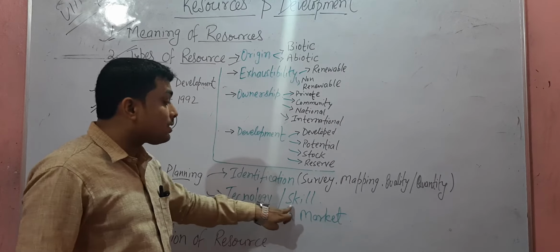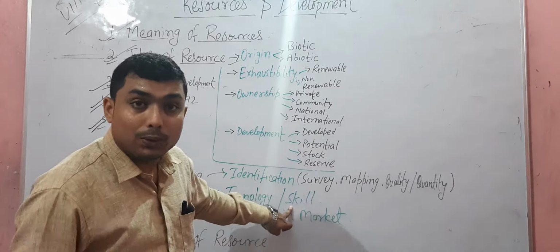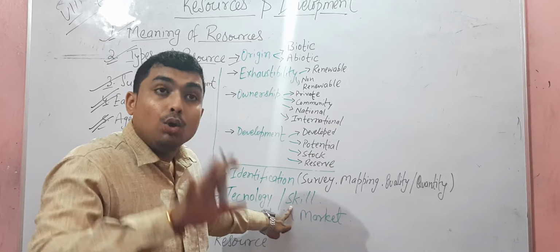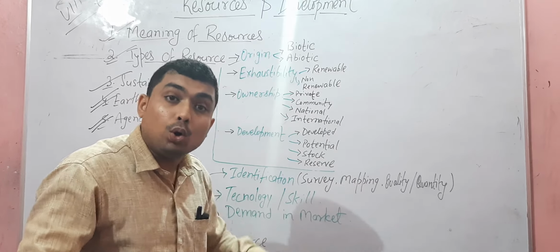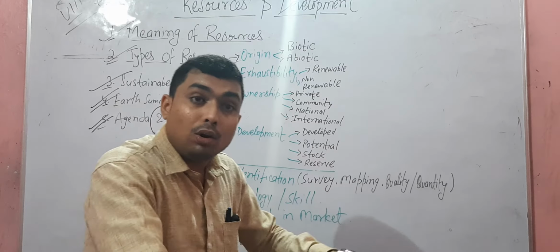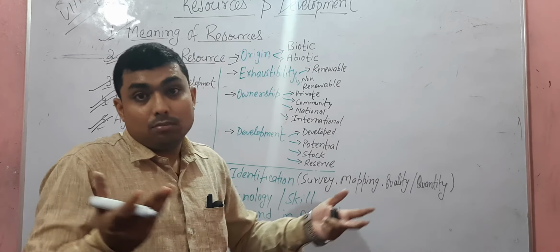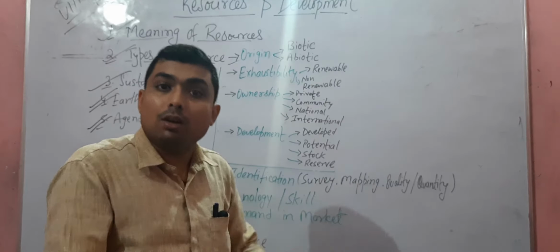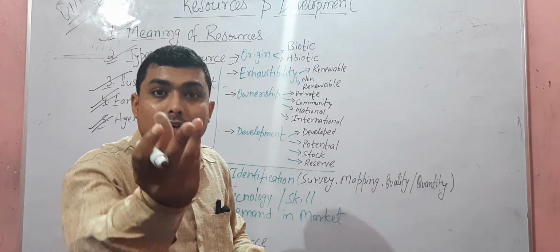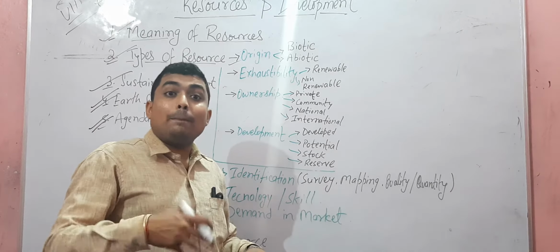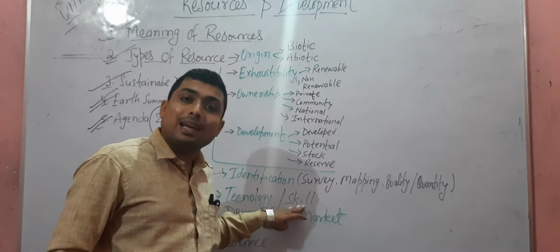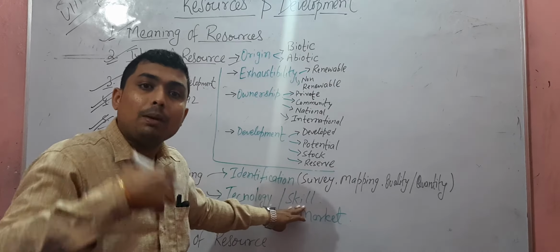Second is technology and skill. Suppose you have flour, but your mama is not at home, you are hungry, but you don't know how to make that puri, how to roll that dough. Then even though you have the resource in your home, you are not able to roll and make that puri to satisfy your hunger. So that comes under technology and skill. We also need this for our planning.